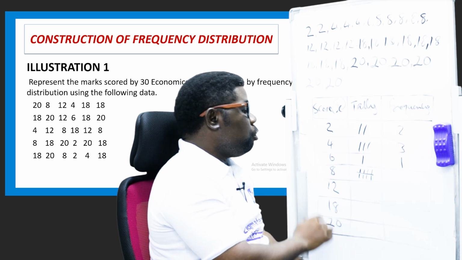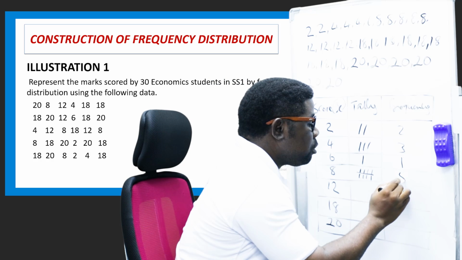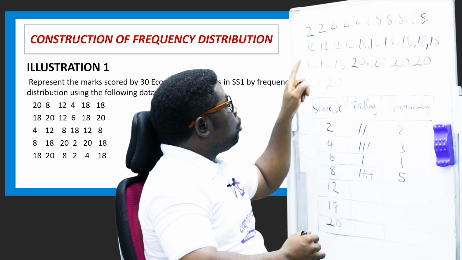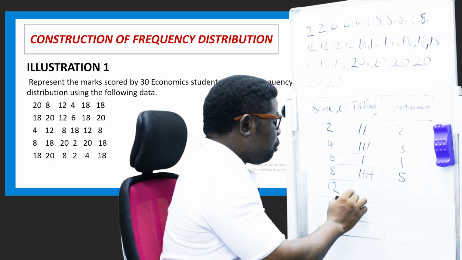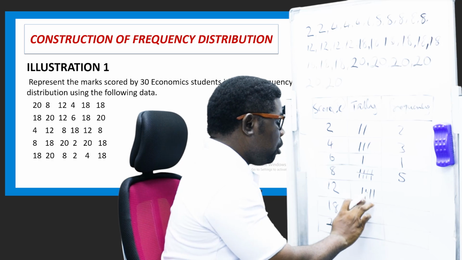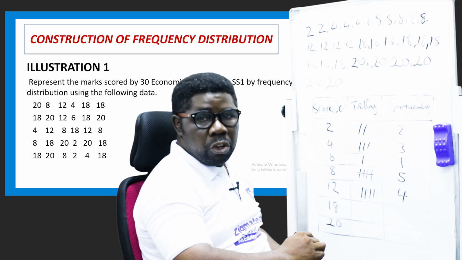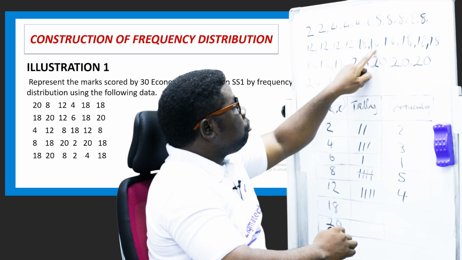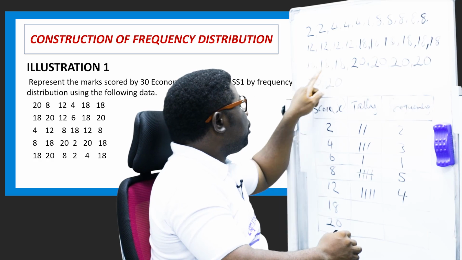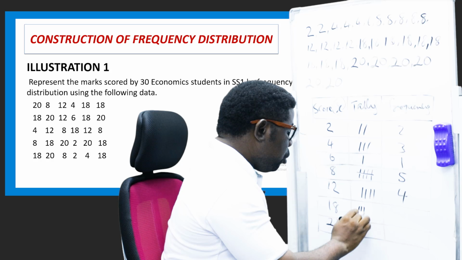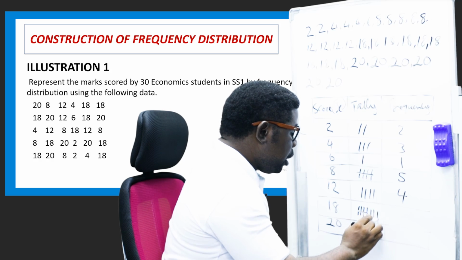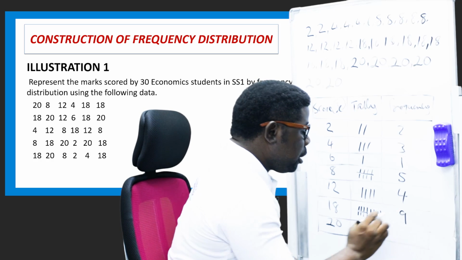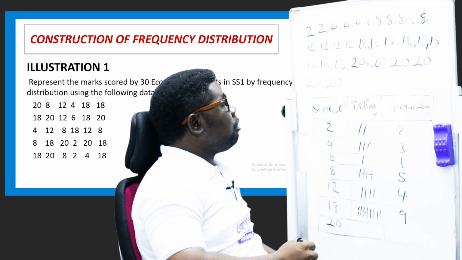That's how we do our tally. You cross the 5th one to give you 5. So we have 5 as a frequency. For 12, we have 1, 2, 3, and 4. That means we have 4 as our frequency. Then for 18, we have 1, 2, 3, 4, 5, 6, 7, 8, 9. Wow. So we have 9 as our frequency.